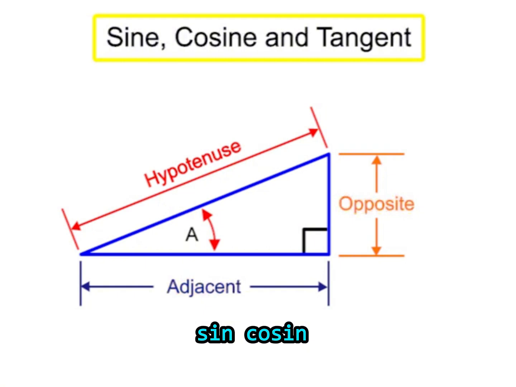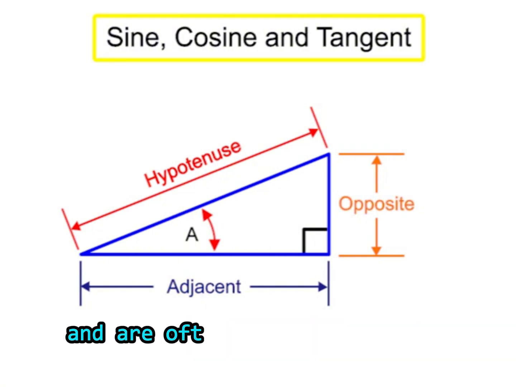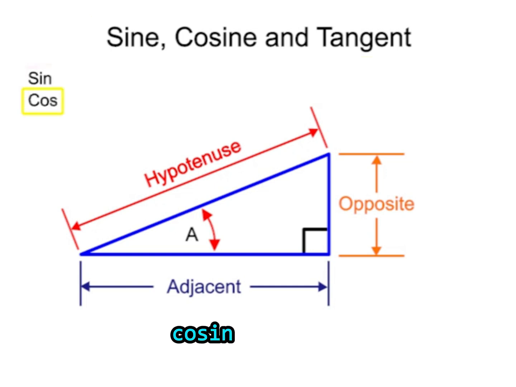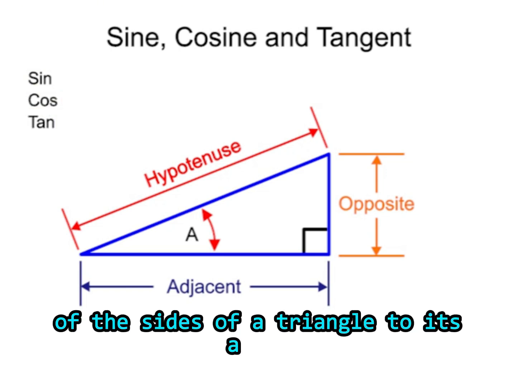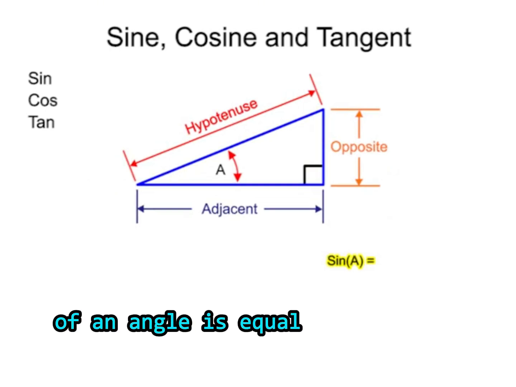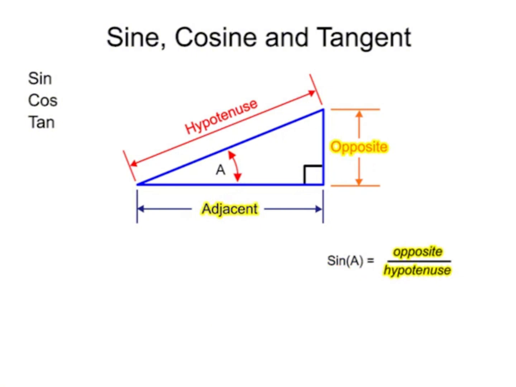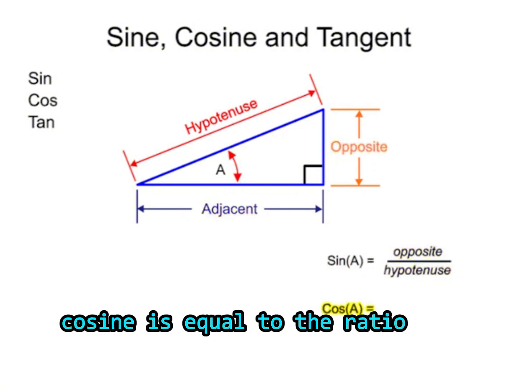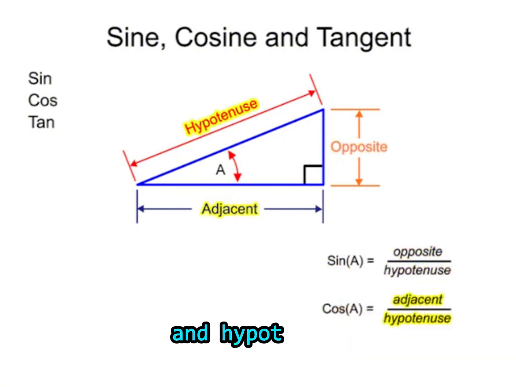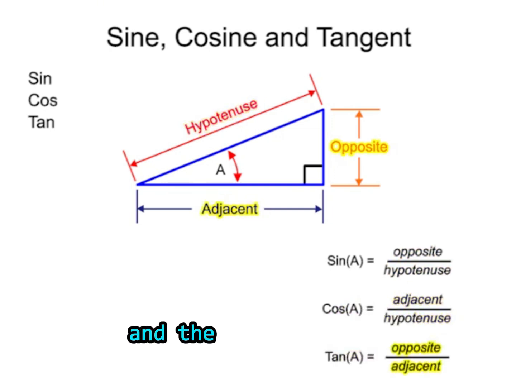Sine, cosine, and tangent are the three main functions in trigonometry and are often shortened to sin, cos, and tan. These functions relate the ratio of the sides of a triangle to its angles. For instance, the sine of an angle is equal to the ratio of its opposite side and hypotenuse. Cosine is equal to the ratio of the adjacent side and hypotenuse, and tangent is equal to the ratio of the opposite side and the adjacent side.